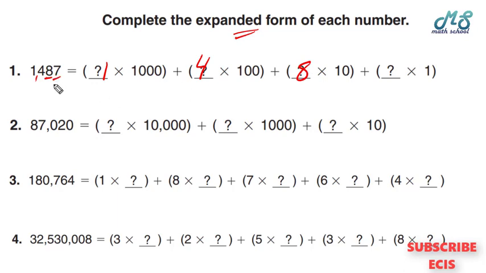What about 7 in ones place? Its value is equal to 7, means 7 times 1. By the same way, 87,020. 8 in 10,000 place, so its value is equal to 8 times 10,000. 7 in thousands place, its value is equal to 7 times 1,000. What about 2? 2 in tens place, its value is equal to 2 times 10, which is equal to 20.